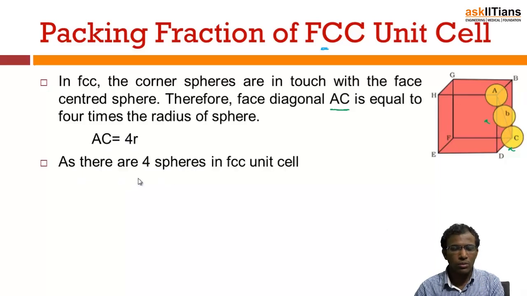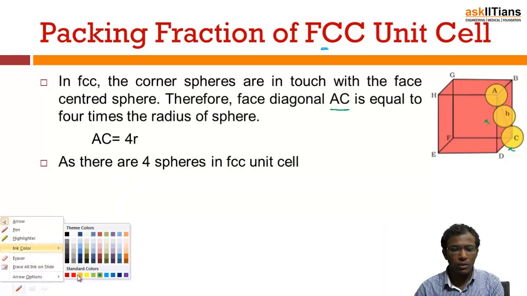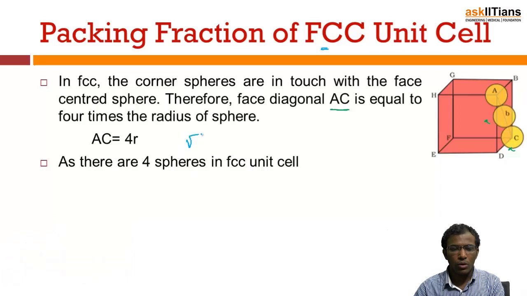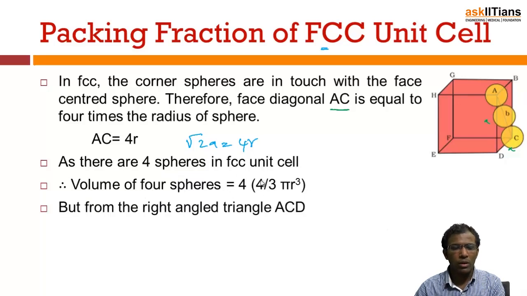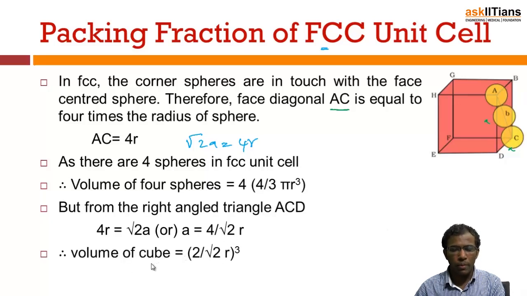So AC is equal to root 2 a. So root 2 a will become equal to 4r. So this is the relationship between a and r. And in case of FCC, there are 4 spheres, so the volume occupied by the 4 spheres is equal to this much. Yeah, this is 4r equal to root 2 a. So a is equal to 4r by root 2. So volume of the cube is equal to what? a cube, that you will get.